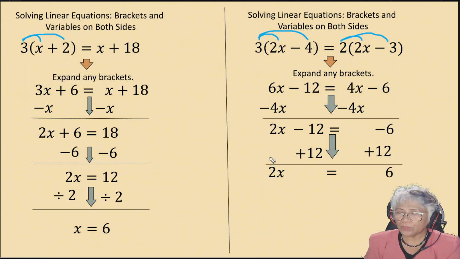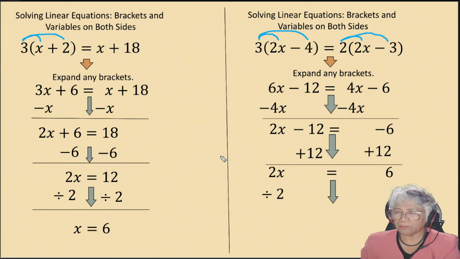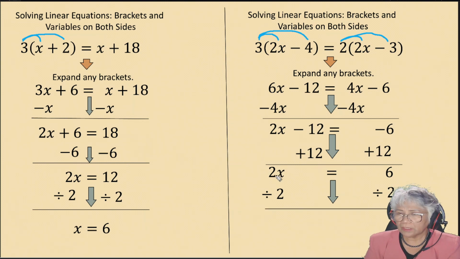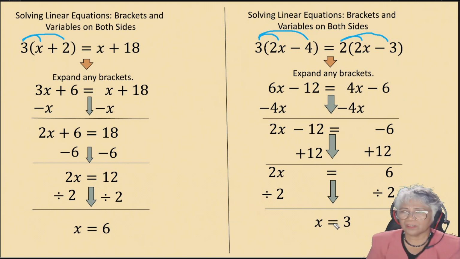Now one more, we need to get rid of the 2 on this side of the equation, and that one we need to do the inverse, which is divide. So we divide it by 2 and divide that one by 2. So the result would be 2 divided by 2 is 1x or just x. So x is equal to 3. Now we have solved the equation.